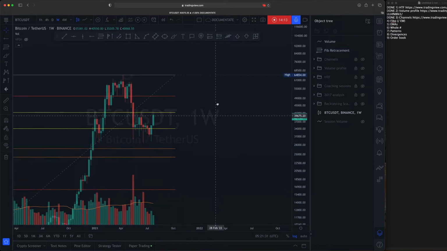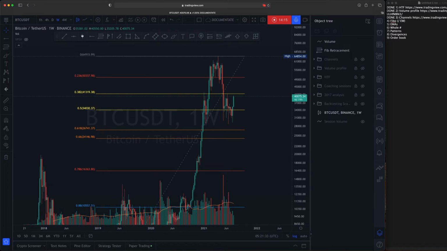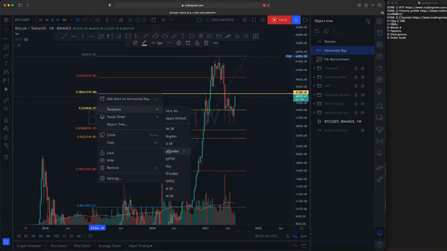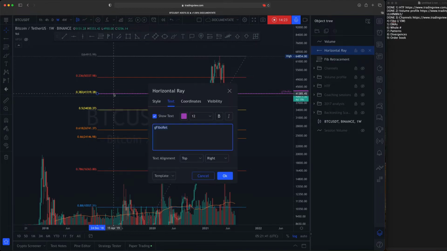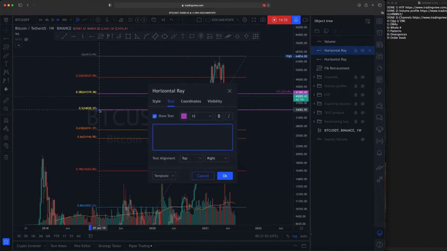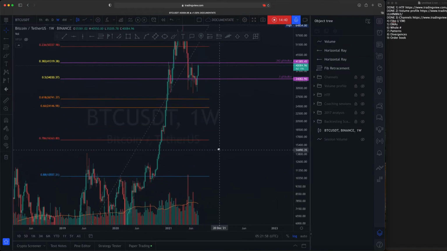All right, so we have here a global Fibo retracement, the 0.382, and we have the 0.5 here. What else do we have?